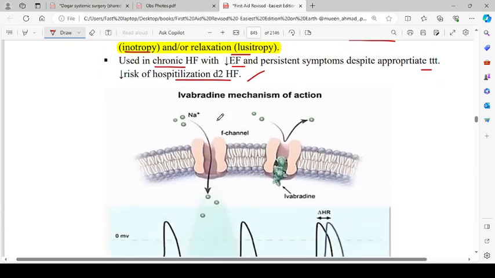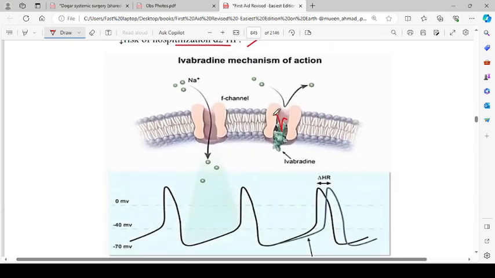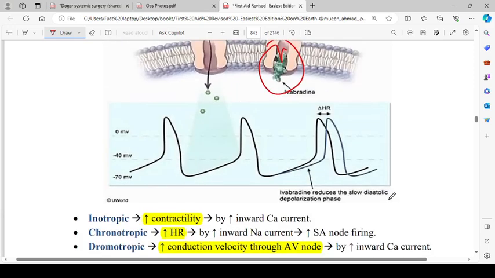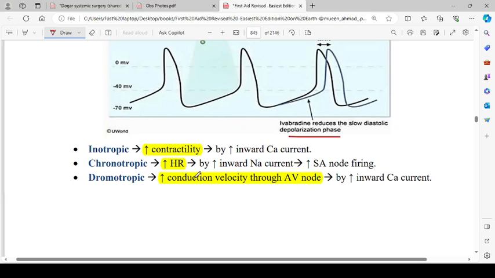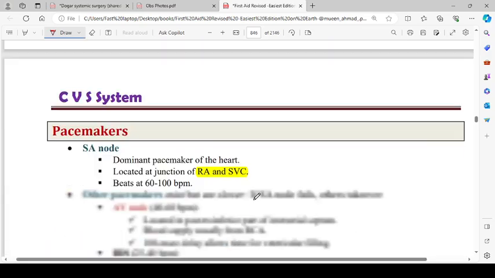Ivabradine's mechanism of action is that it inhibits the funny sodium channels, and this is how it works. Ivabradine reduces the slow diastolic depolarization phase. The inotropic agent means they will increase the contractility by increasing the inward calcium currents. The chronotropic agent increases the heart rate by increasing the inward sodium current and increasing the SA nodal firing. And the dromotropic effect means they will increase the conduction velocity through the AV node by increased inward calcium current.